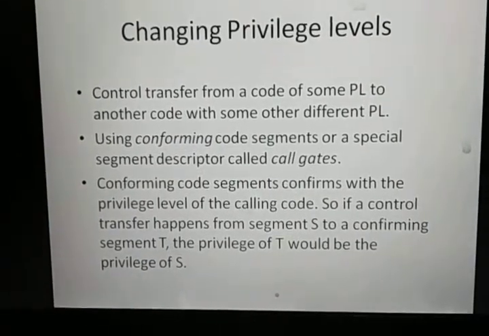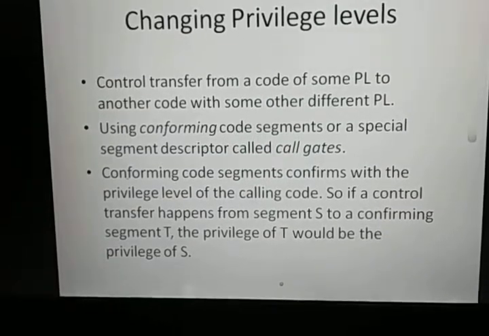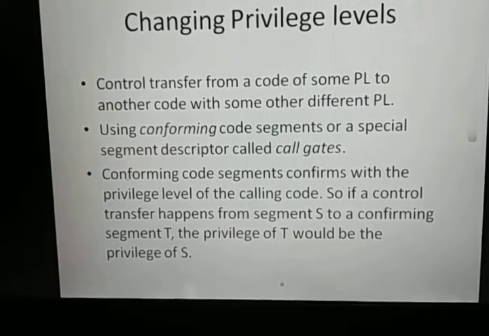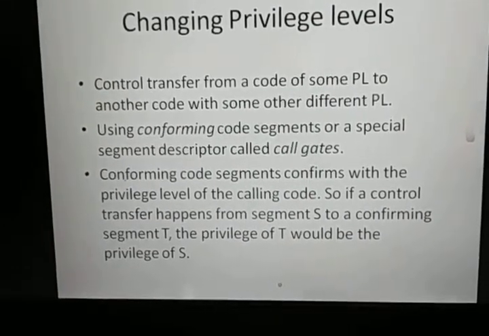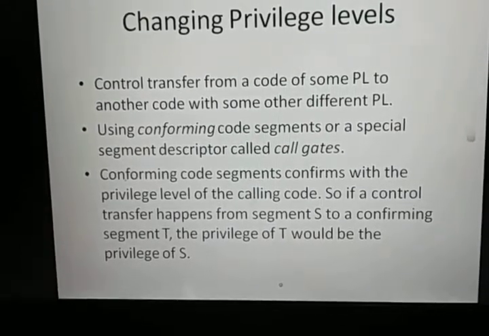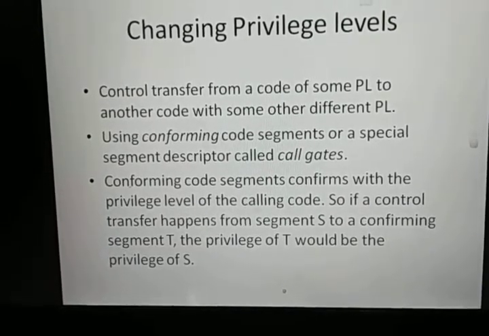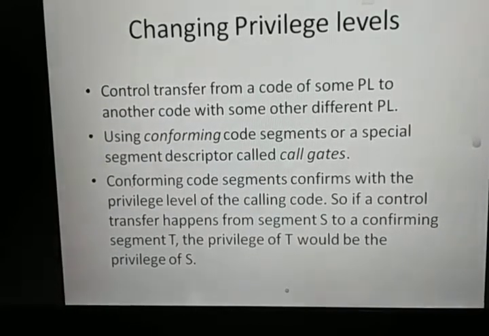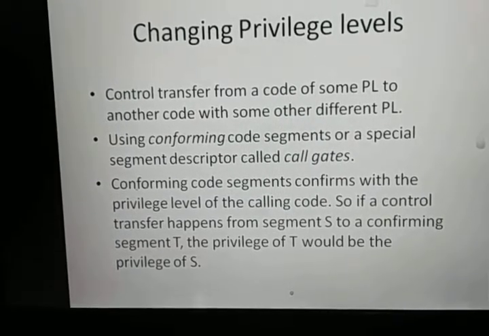Changing privilege level. Control transfers from code of some PL to code with a different PL using a conforming code segment or a special segment descriptor called a call gate descriptor. A conforming code segment conforms with the privilege level of the calling code. So if a control transfer happens from segment S to a conforming segment T, the privilege of T would be the privilege of S.